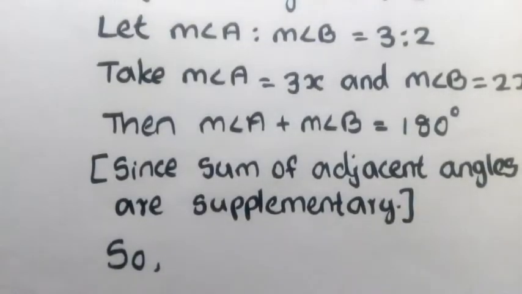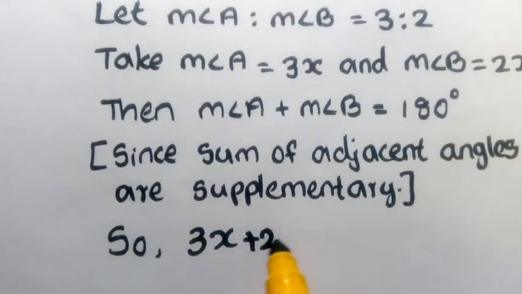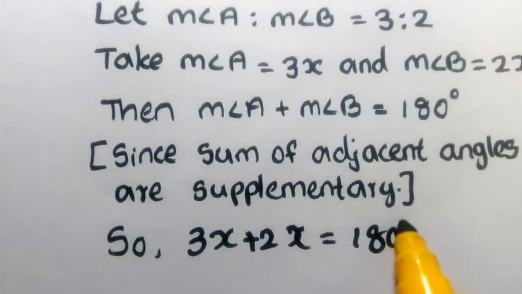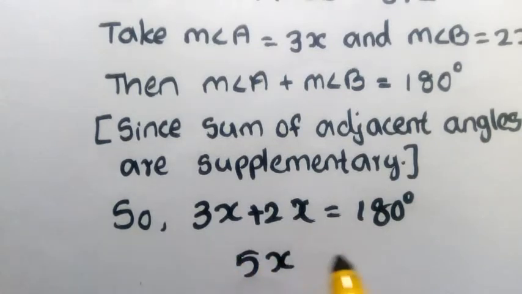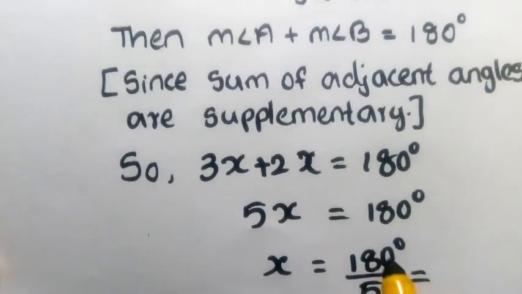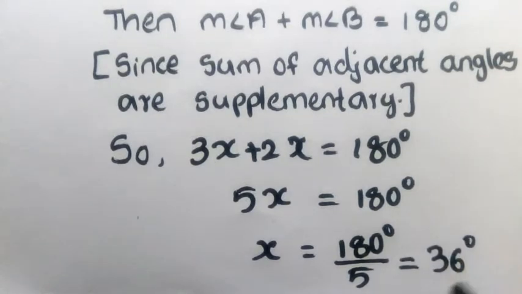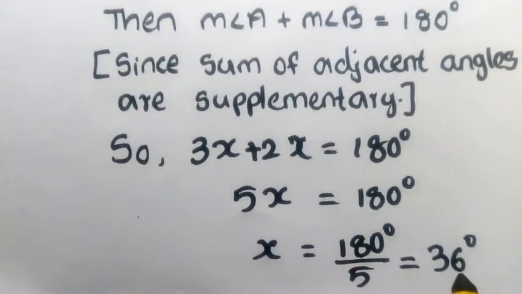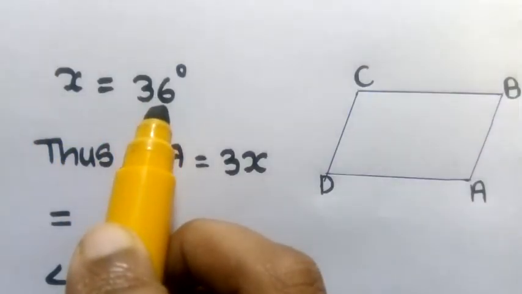We know that measure of angle A is equal to 3x and measure of angle B is equal to 2x. So, 3x plus 2x is equal to 180 degrees. 3x plus 2x is 5x, which is equal to 180 degrees. From this, x is equal to 180 degrees divided by 5. 180 divided by 5 is equal to 36 degrees. Therefore, x is equal to 36 degrees.